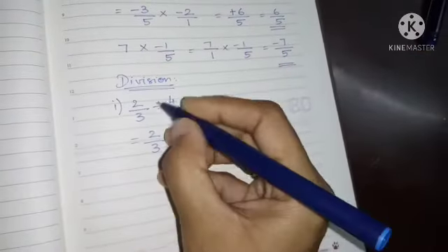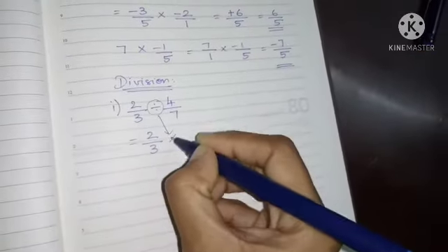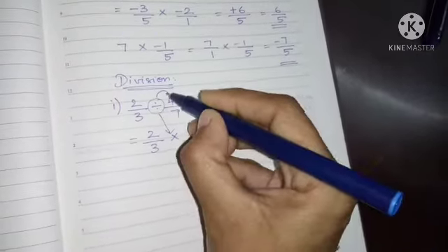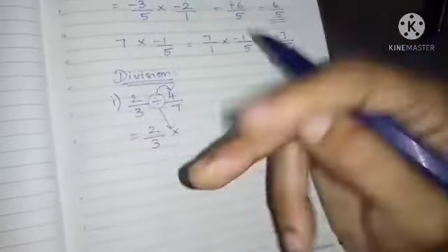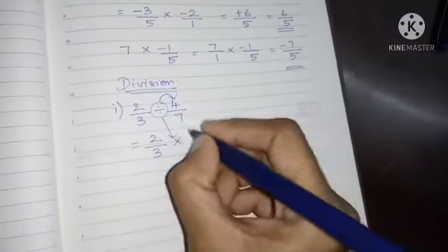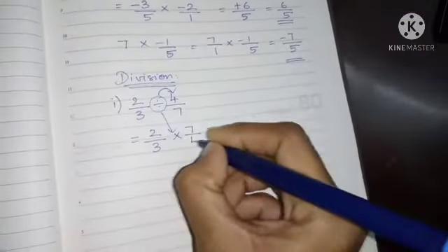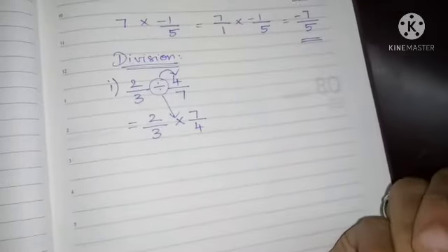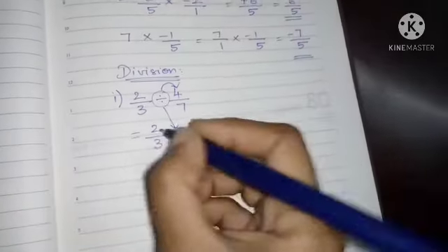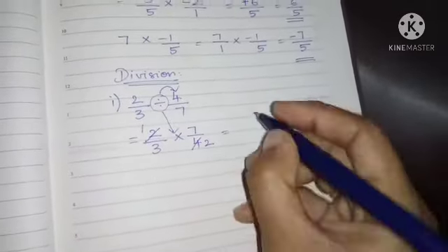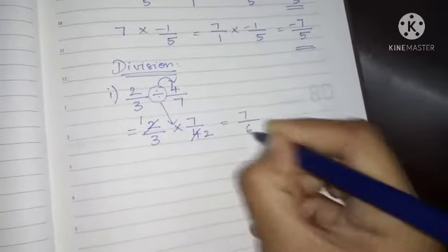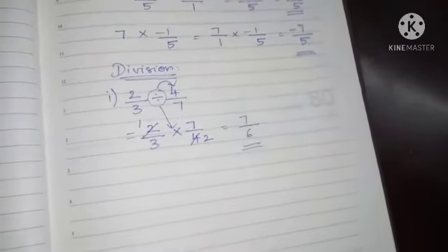So, 2 by 3, I am making this division into multiplication. The number after this symbol will be exchanged, which means it will be reversed. Our 4 by 7 has become 7 by 4. It will be the reciprocal. Next, can we cancel this? 2 1s are 2, 2 2s are 4. Then 1 7s are 7, 3 2s are 6. So, the answer is 7 by 6.